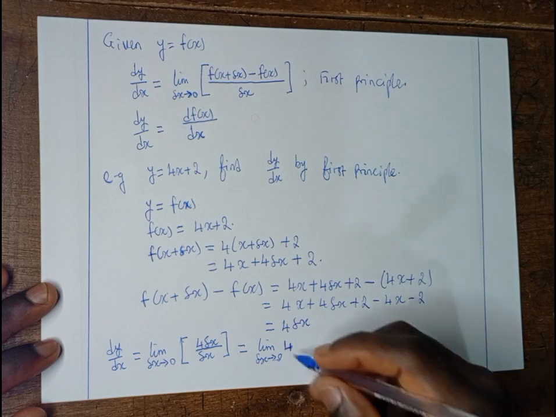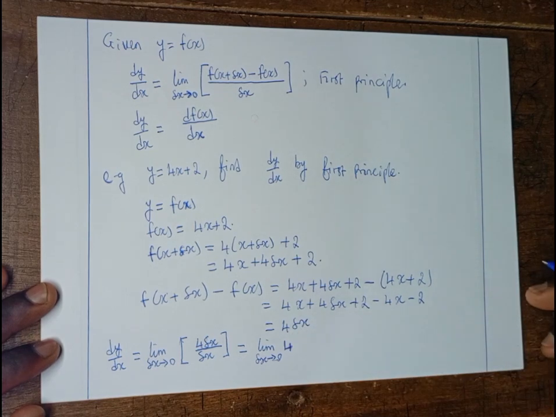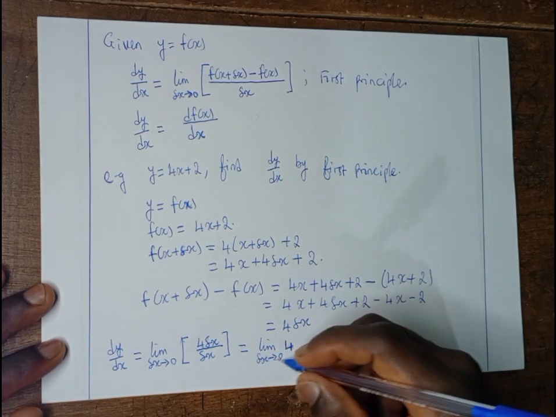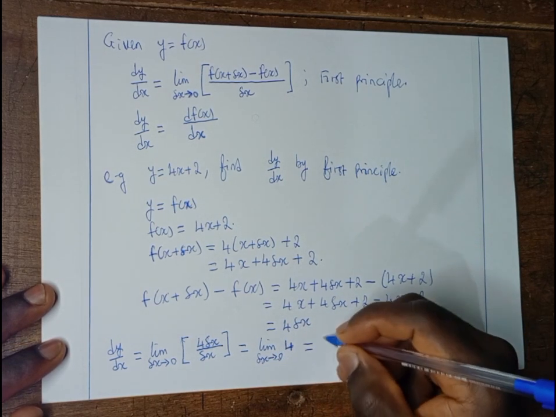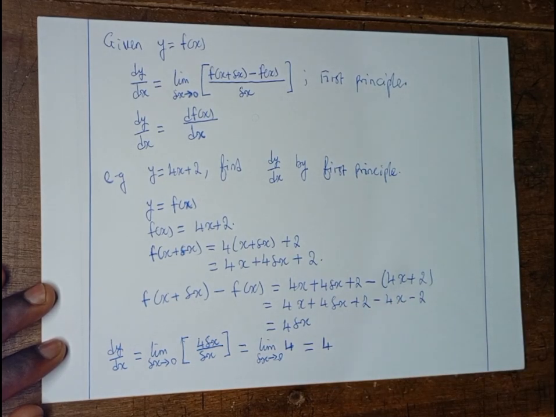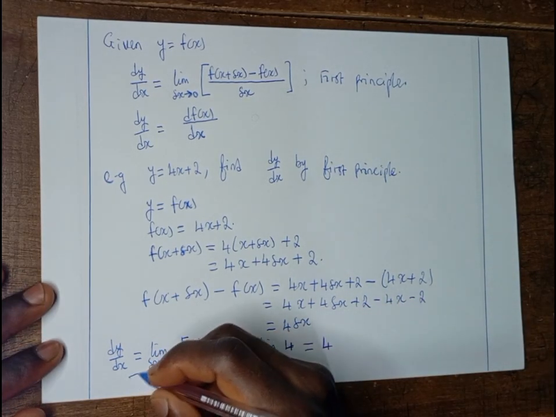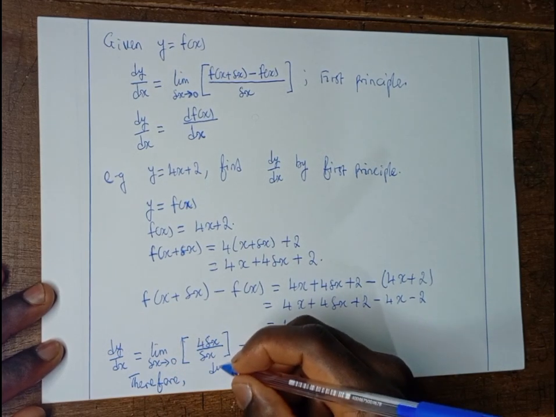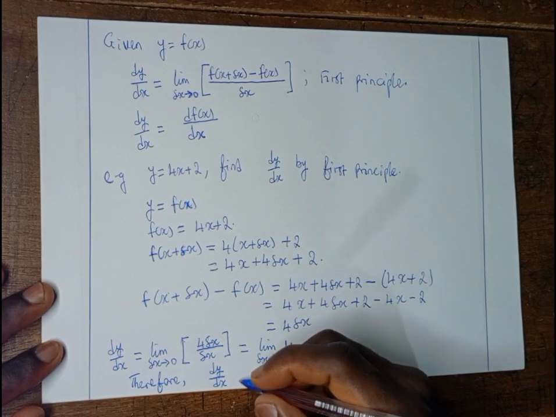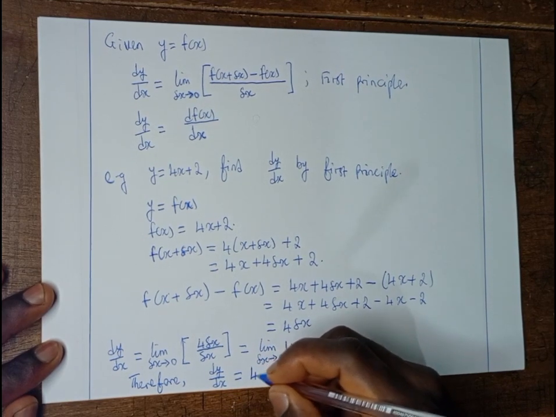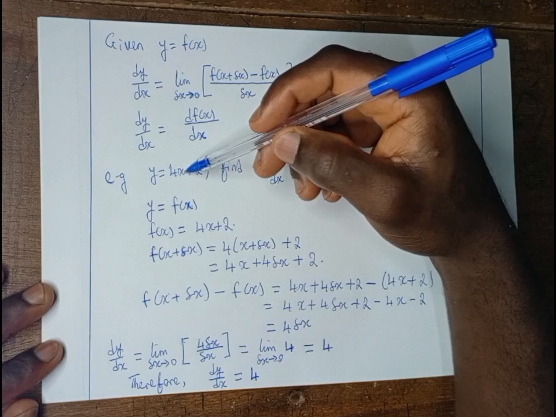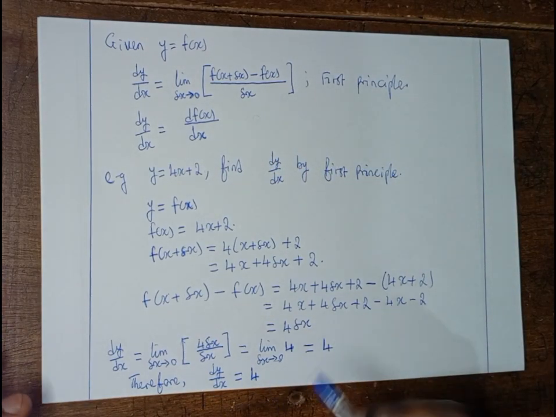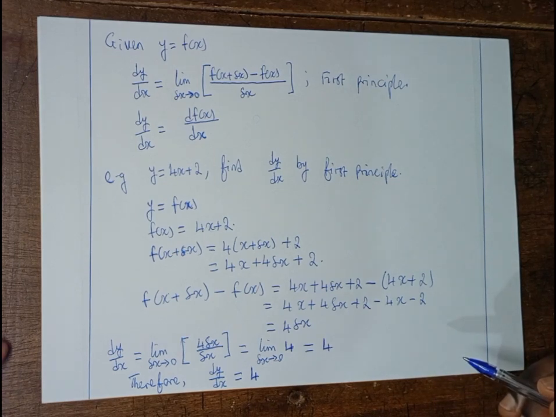The limit as delta x turns to 0 of 4. 4 is a constant which is independent of delta x. In this case, the limit as delta x goes to 0 of 4 will simply be equal to 4. We conclude, therefore, dy on the x will simply be equal to 4. The derivative of y equal to 4x plus 2 by first principle will simply be equal to 4. That's how we differentiate functions by first principle.